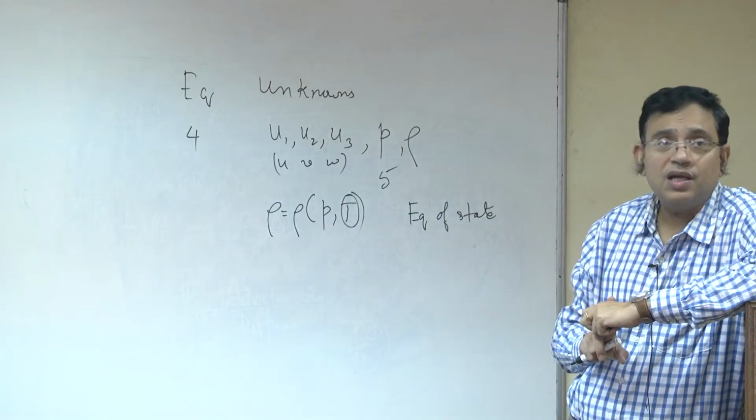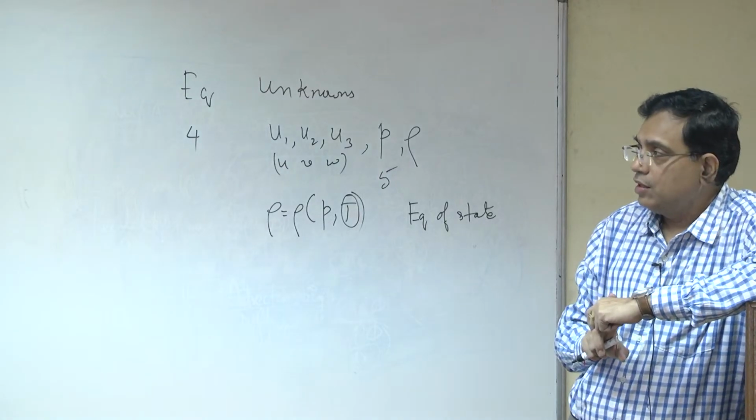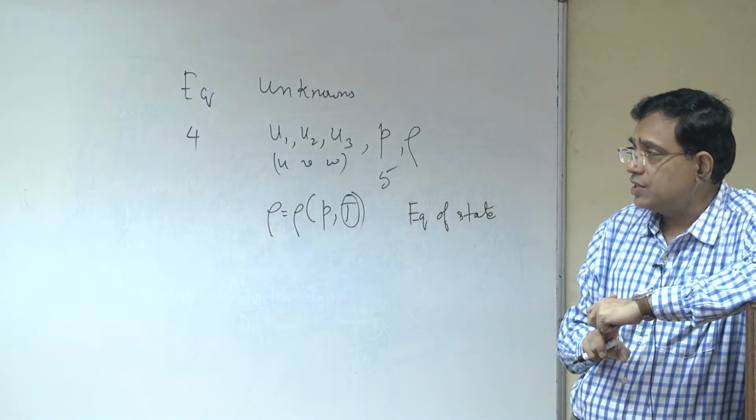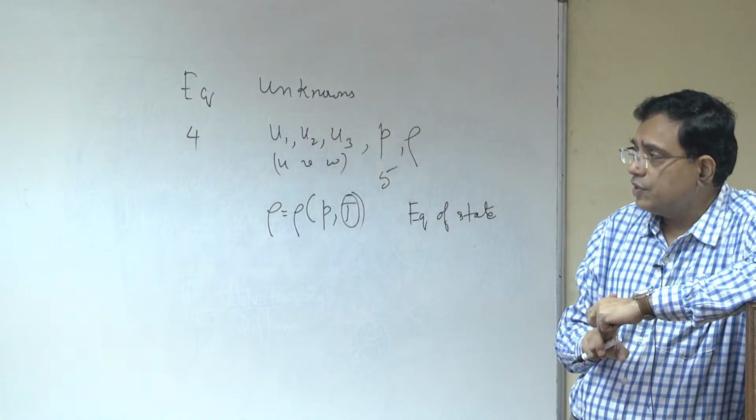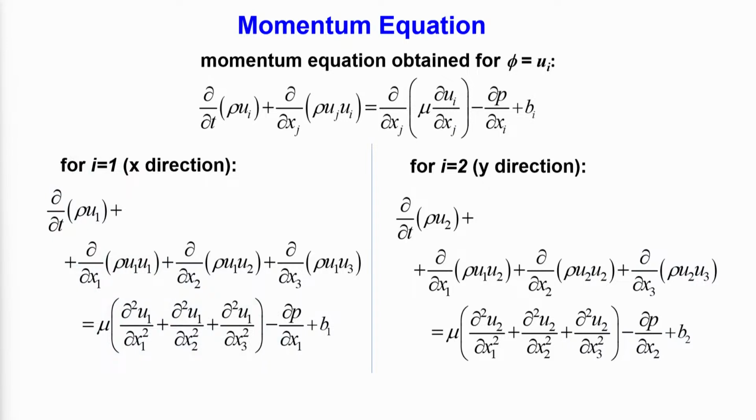These are non-linear partial differential equations, where the non-linearity comes in the left hand side. See that term, partial derivative with respect to x1 of, say, rho u1 into u1, one such. So, that is a non-linear term. In fact, all those three terms in the left hand side after the unsteady term are all non-linear terms.